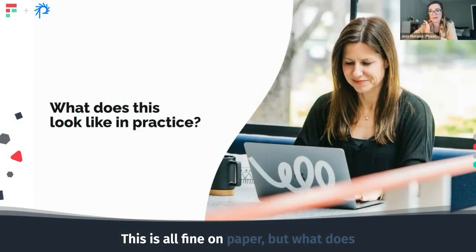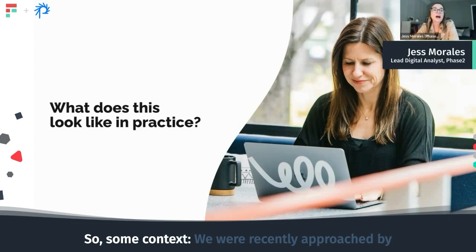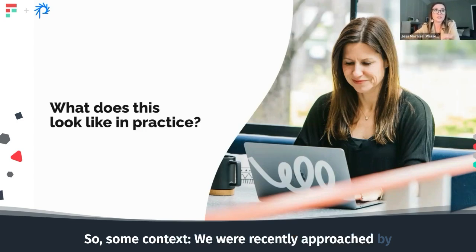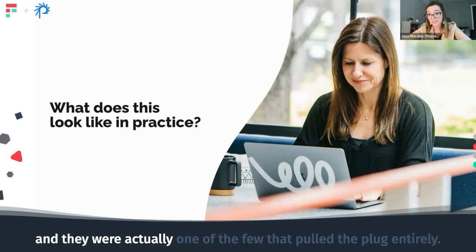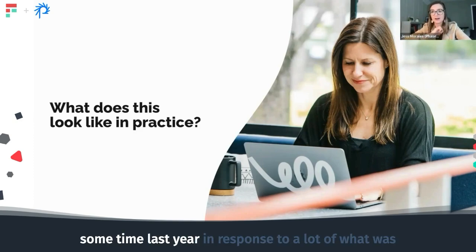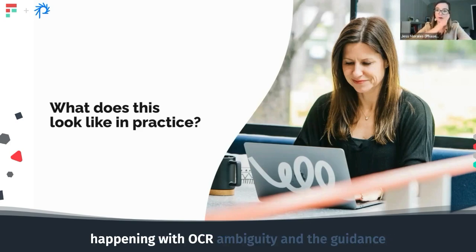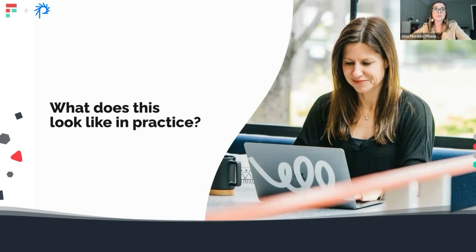This is all fine on paper, but what does it actually look like in practice, right? So some context, we were recently approached by a leading healthcare organization here in the US, and they were actually one of the few that pulled the plug entirely. They went dark on their website and advertising analytics sometime last year in response to a lot of what was happening with the OCR ambiguity in the guidance that they were releasing, and then all the lawsuits. So they were just scared.